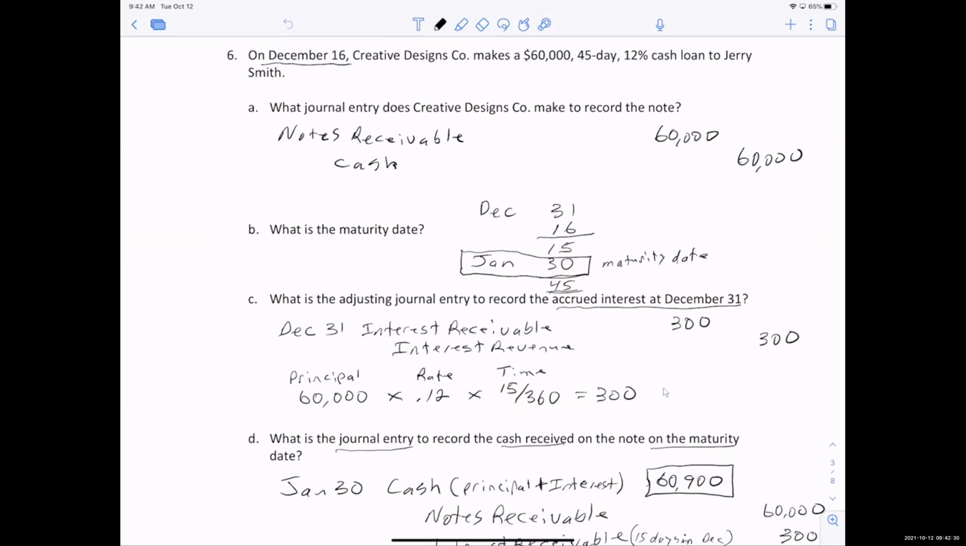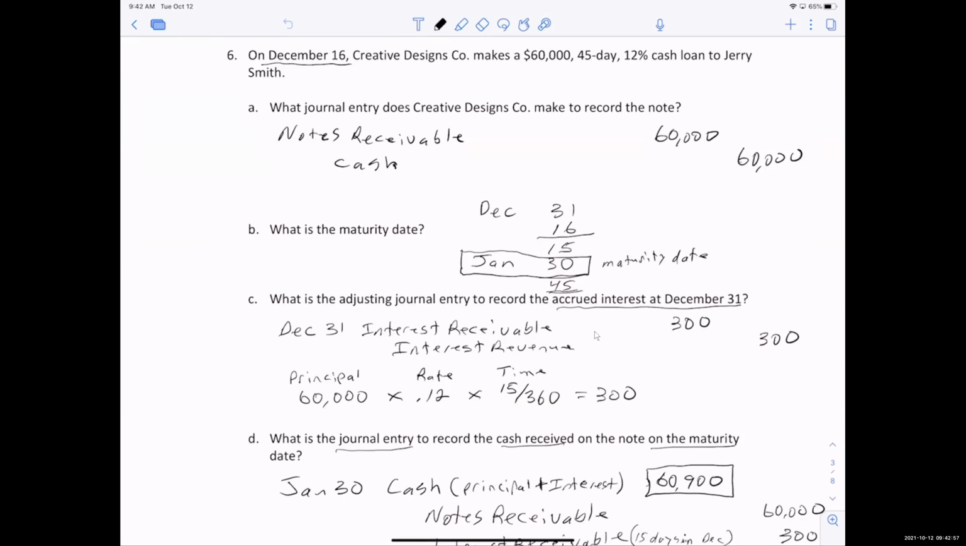Okay, so now you've accrued interest, so you've earned it, right? That's why you accrue it, but the guy hasn't given it to you. Jerry has not given it to you, so it's going to be debit interest receivable of 300 and credit interest revenue of 300.